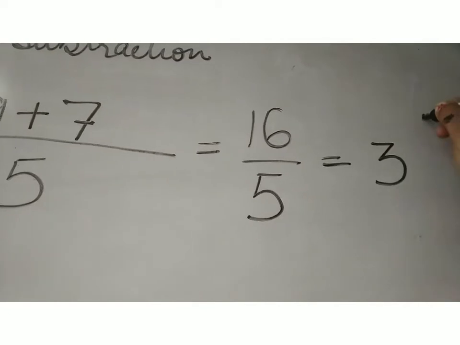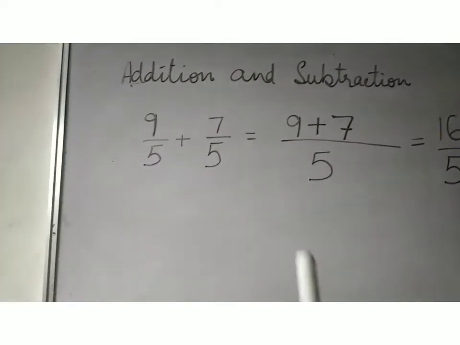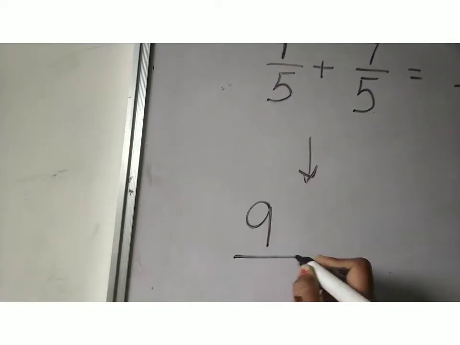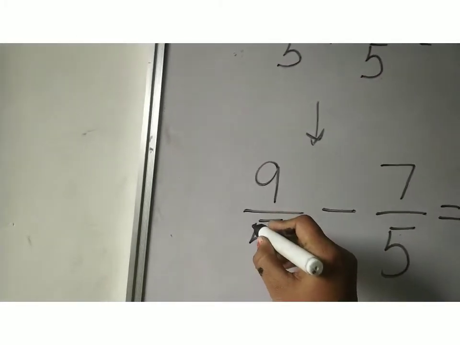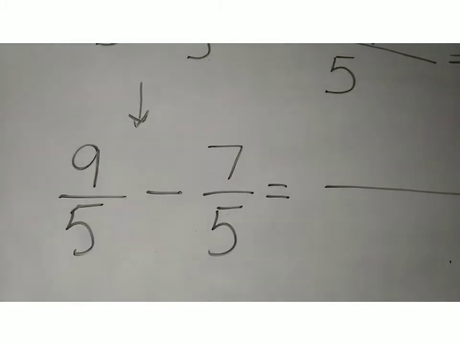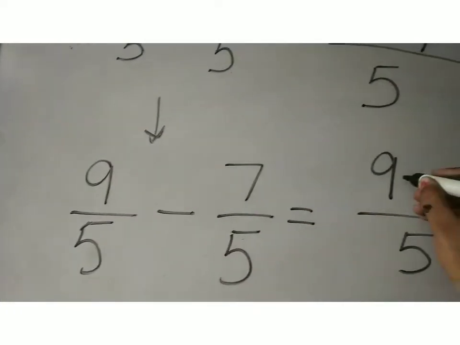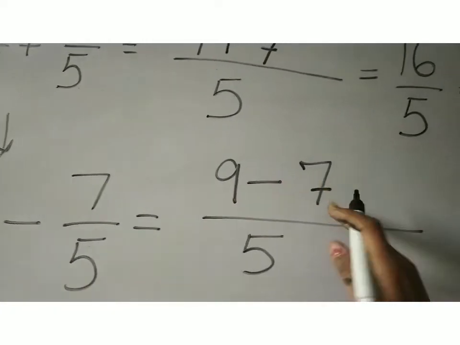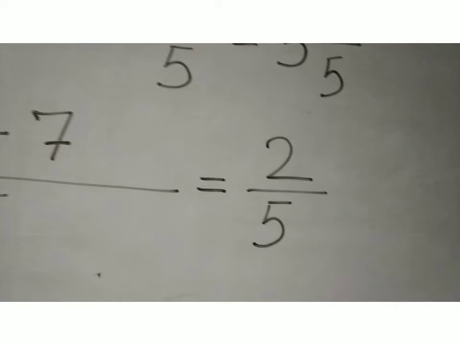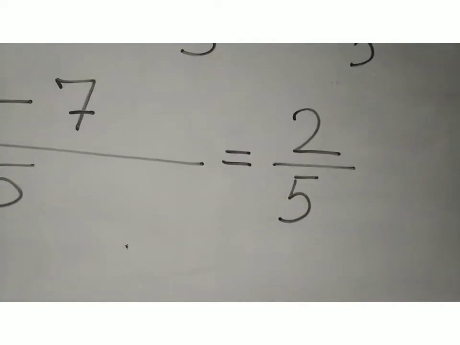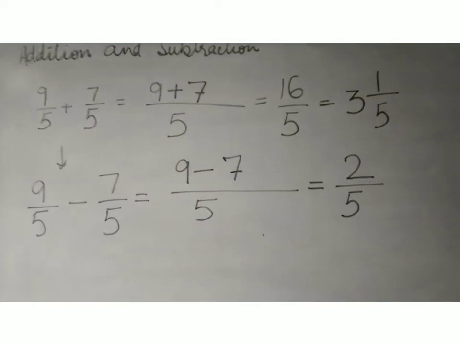That is 5 3s are 15, remainder 1. So 16 upon 5 is 3 whole 1/5. Okay? I will take the same numbers to subtract them. That is 9 upon 5 minus 7 upon 5. Here, the same method I will apply. I will take the 5 common. Then I will write 9, and because minus is there, I will write minus here. 9 minus 7 will be 2. So my answer is 2 upon 5. Because it is a proper fraction, I cannot convert it to a mixed fraction. So this is the addition and subtraction of like fractional numbers.